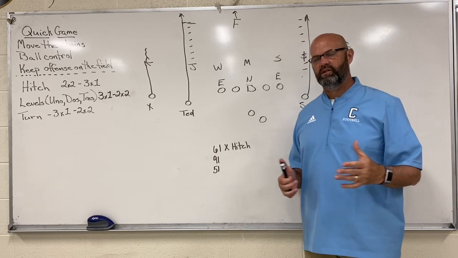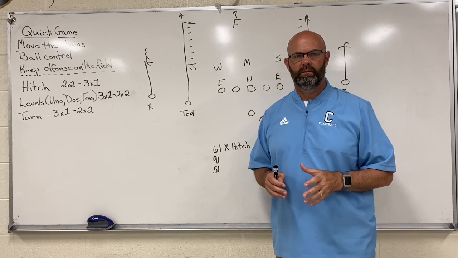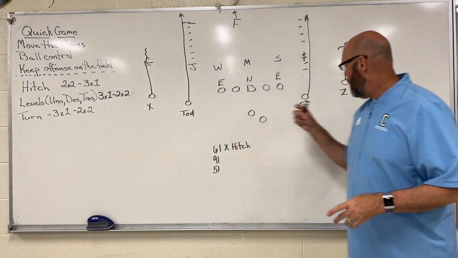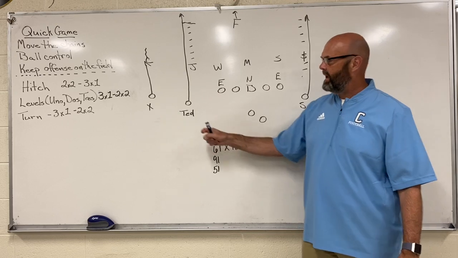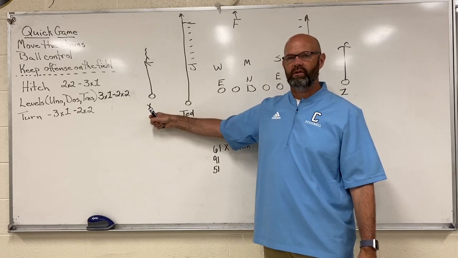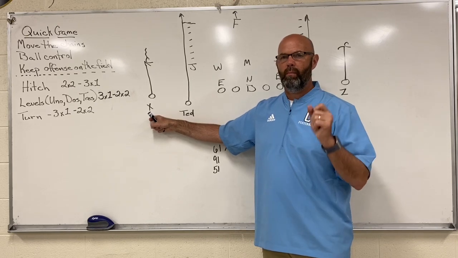Okay, now how does the quarterback read this? Well, first of all, he's looking for the safest, easiest throw possible. And it can go to the X or the Z. Even though we've called 61X hitch, that does not mean it automatically starts over here. We want the safest, easiest throw possible.